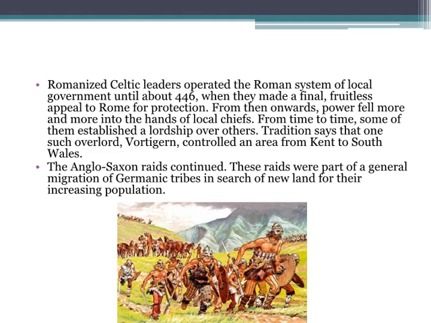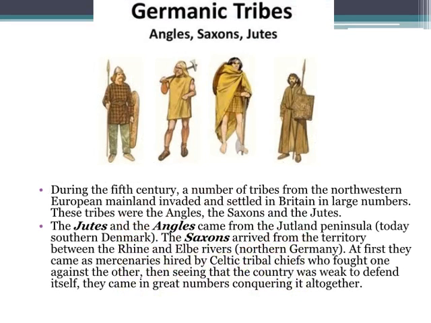The Anglo-Saxon raids continued. These raids were part of a general migration of Germanic tribes in search of new land for their increasing population. During the 5th century, a number of tribes from the northwestern European mainland invaded and settled in Britain in large numbers. These tribes were the Angles, the Saxons and the Jutes.